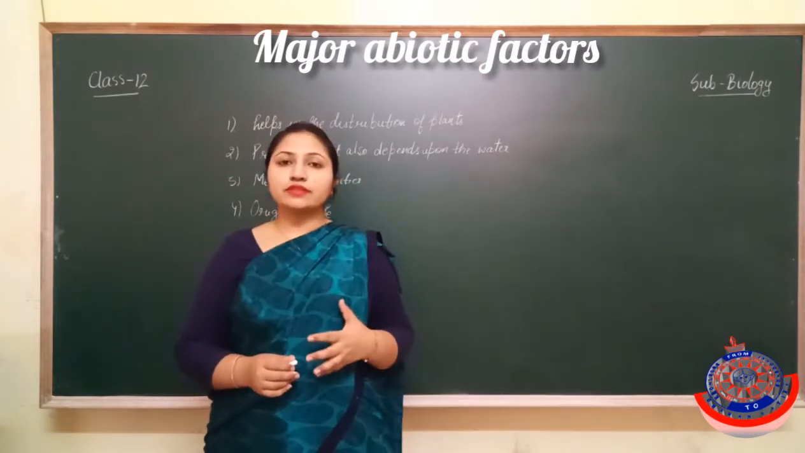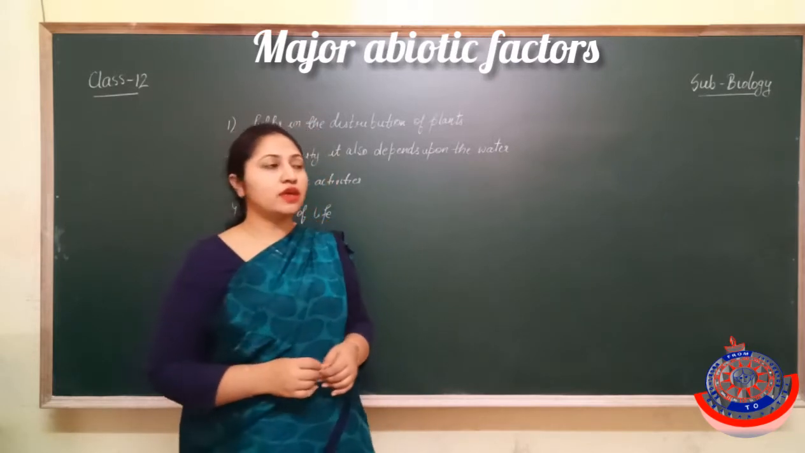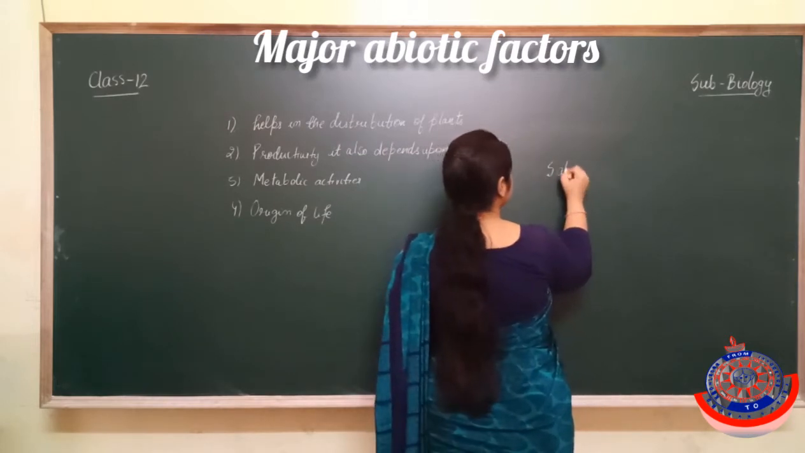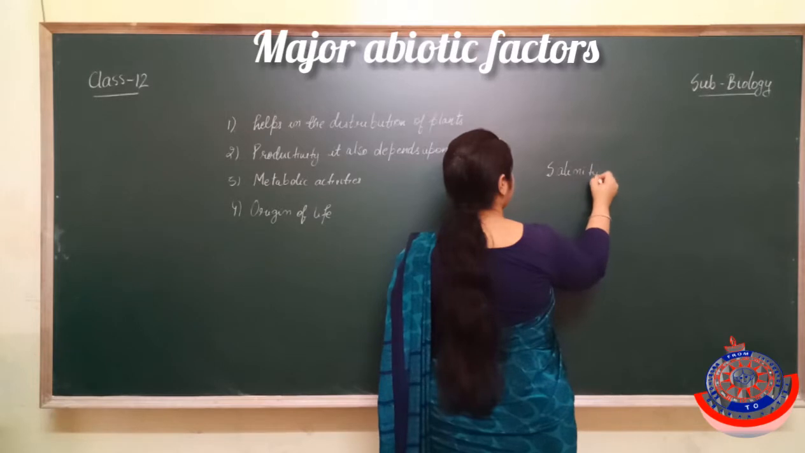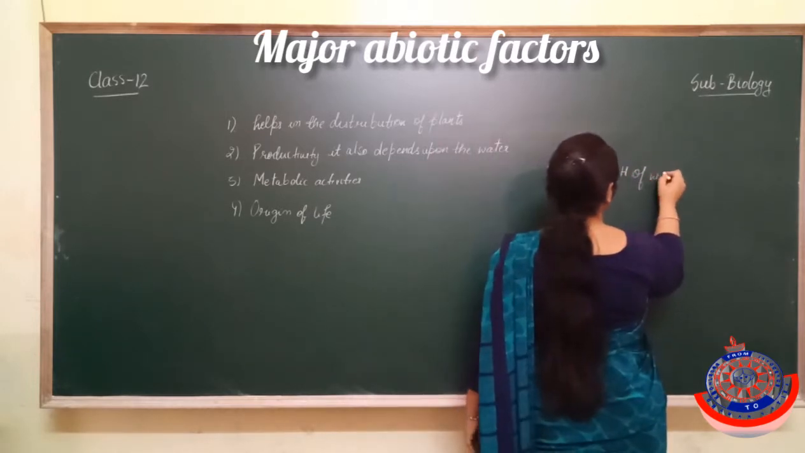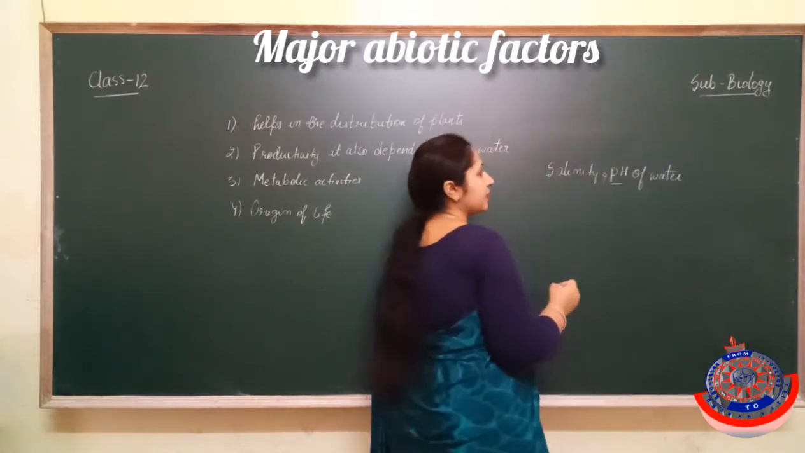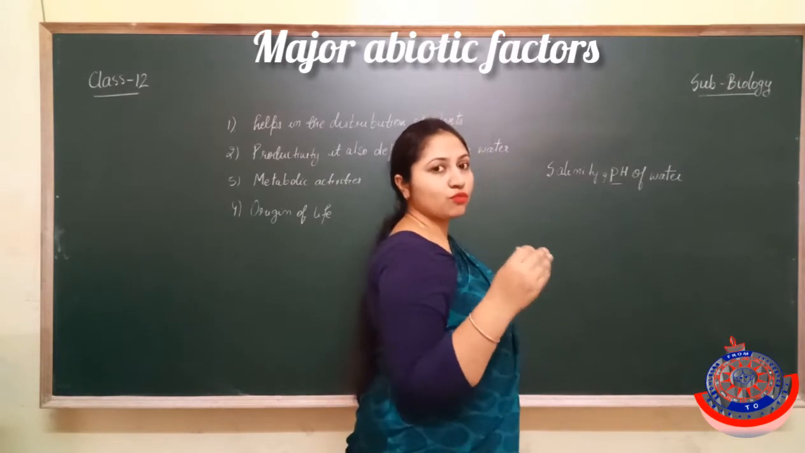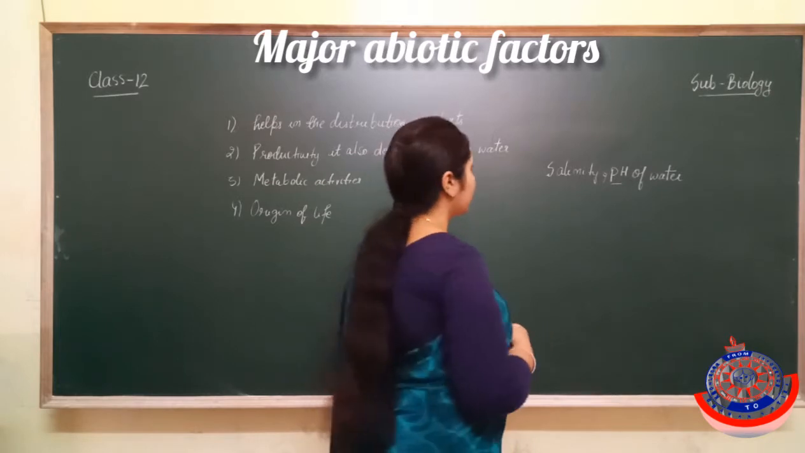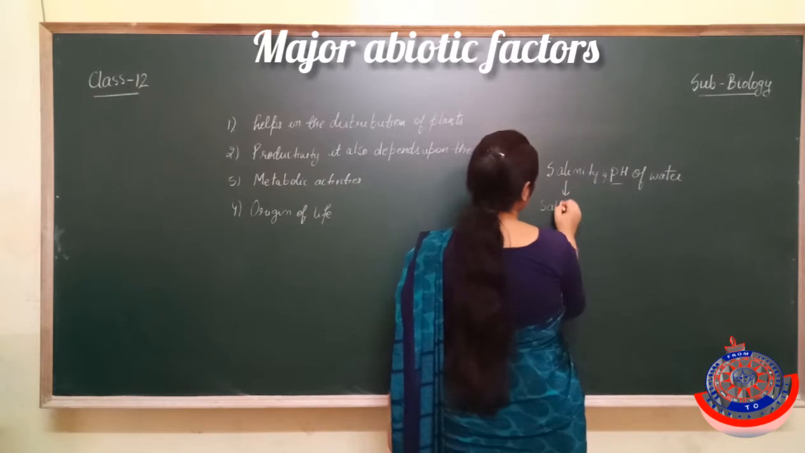Now, what is the composition of the water which is responsible for the various kinds of habitat? Salinity and the pH of the water. pH also decides the various habitats of living organisms. And salinity means the salt concentration.